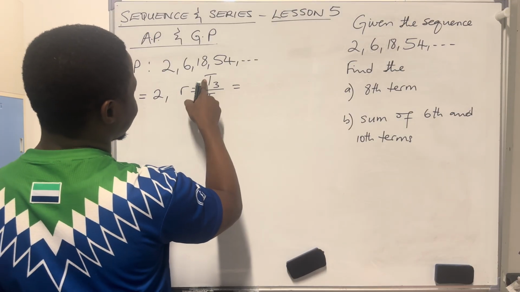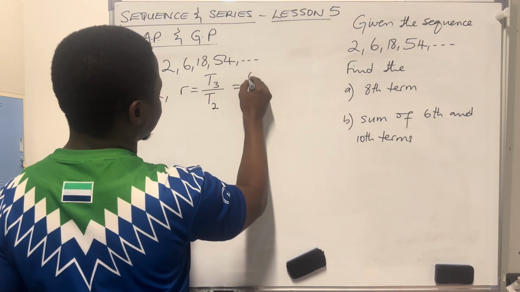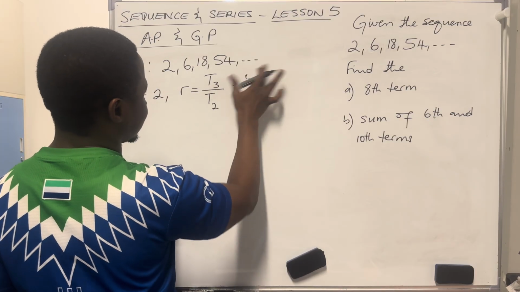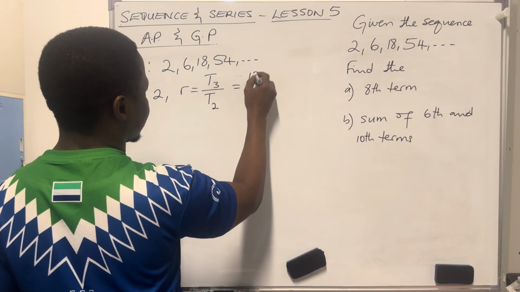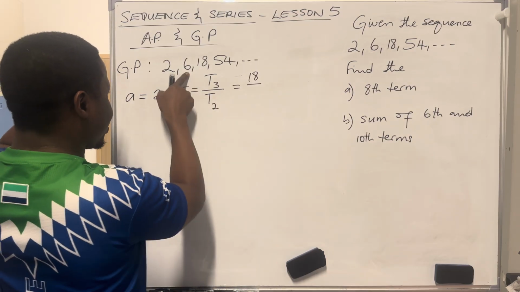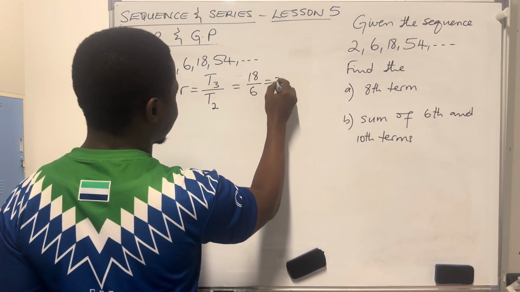So what is the third term? 18. The second term is 6, so R is 3.